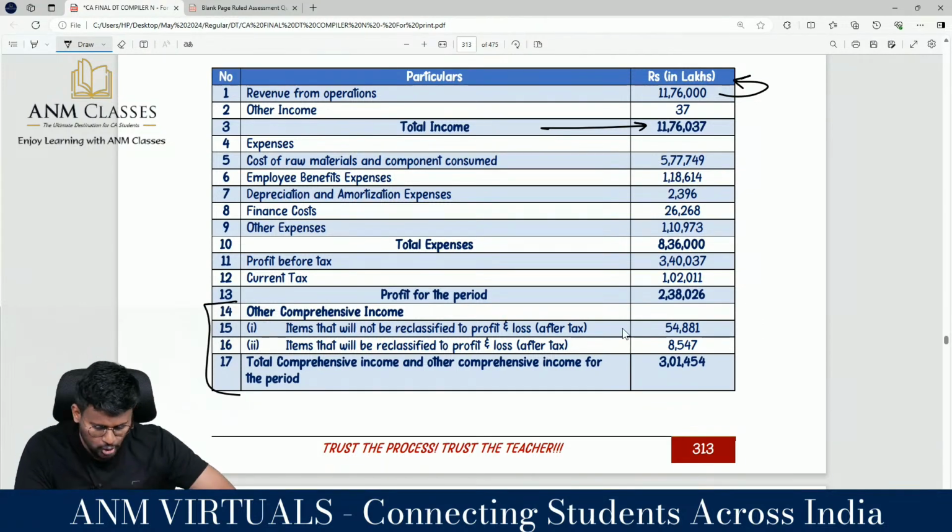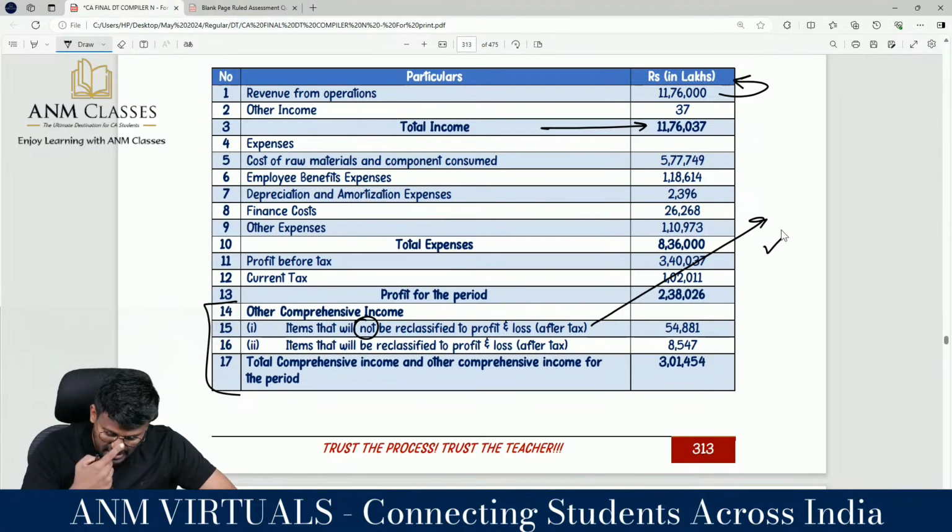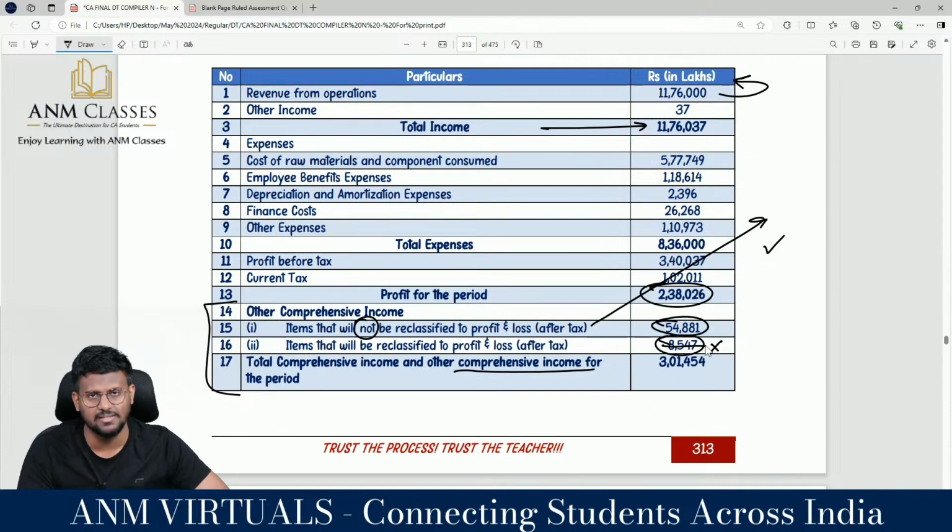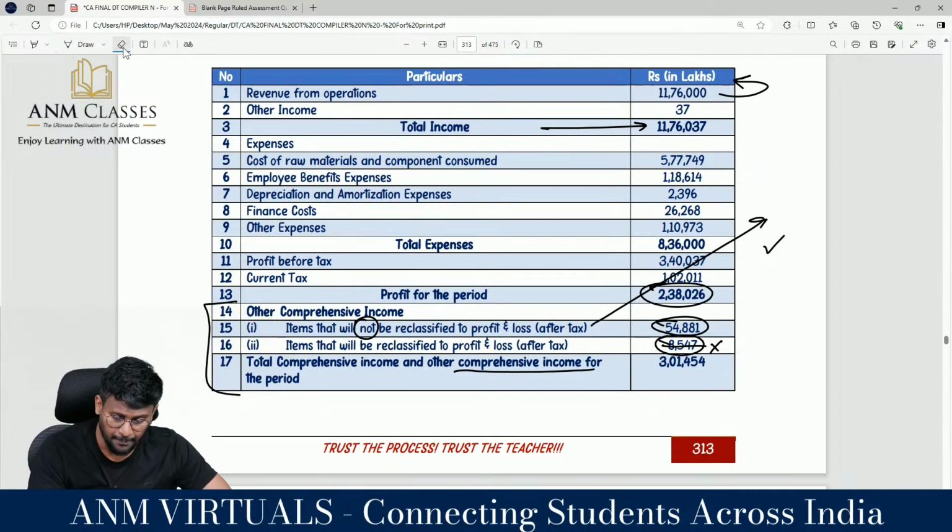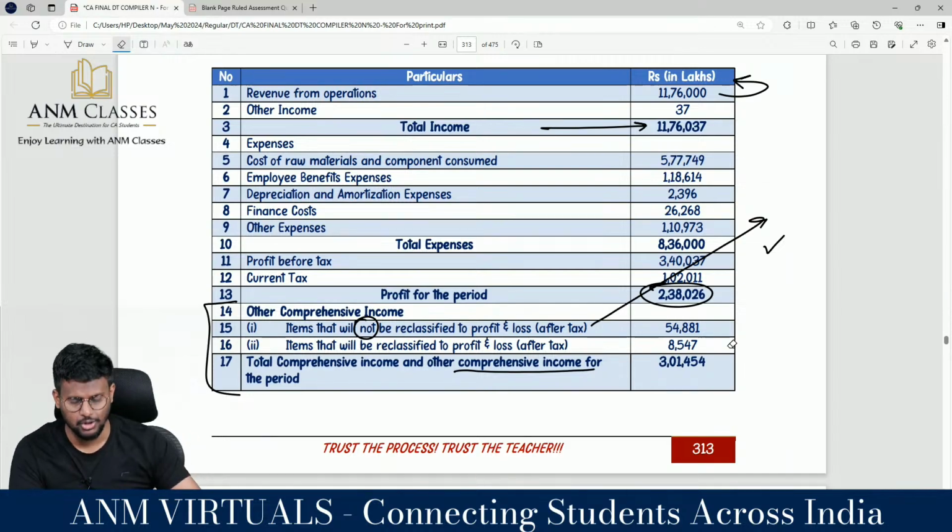In that OCI, two classifications are there. Items that will not be reclassified to P&L, so this has to be taken care of. Items that will be reclassified to P&L, ignore on face, no need for MAT adjustment. Total comprehensive income is other comprehensive income for the period, that means this plus this plus this. So OCI is a below-the-line item, my dear lovable students.